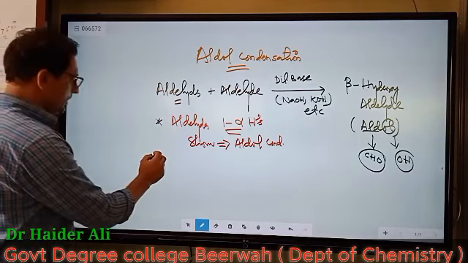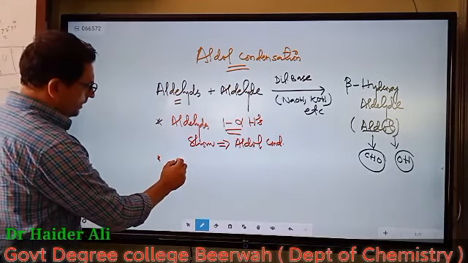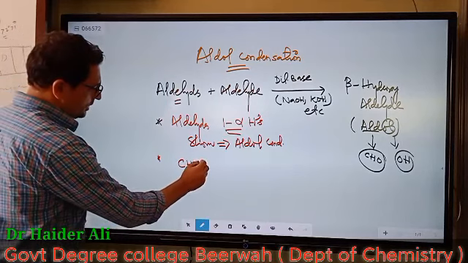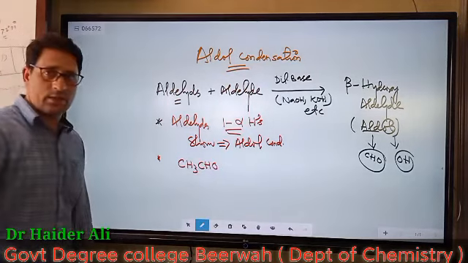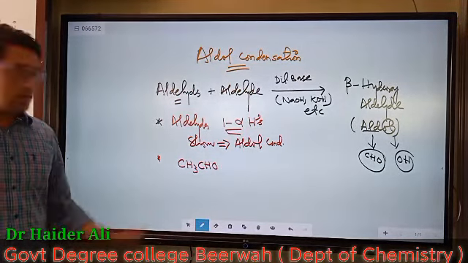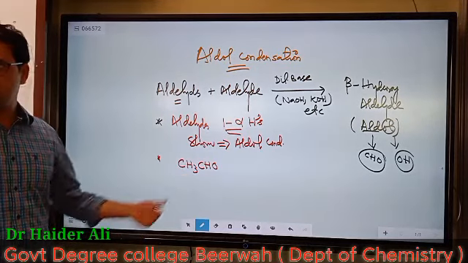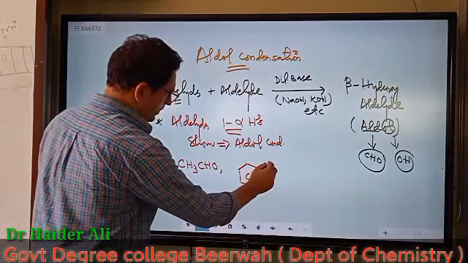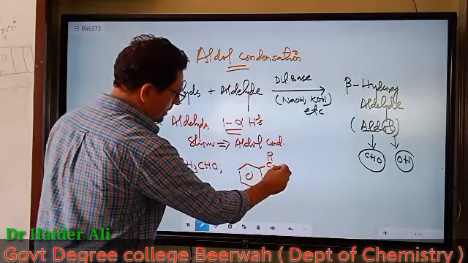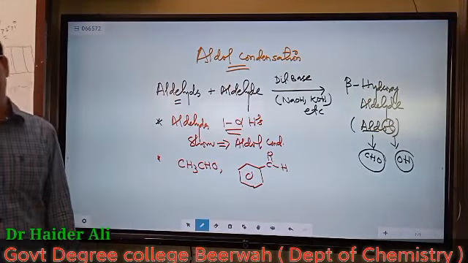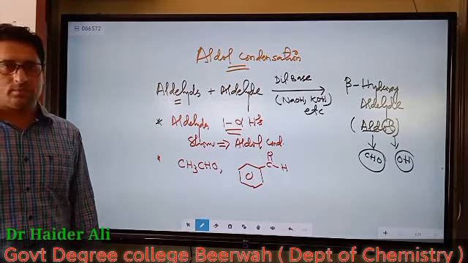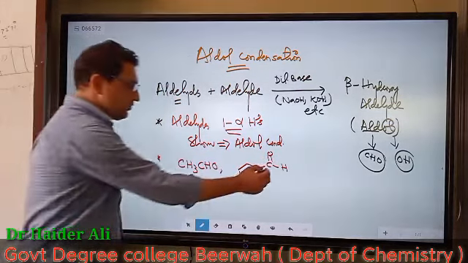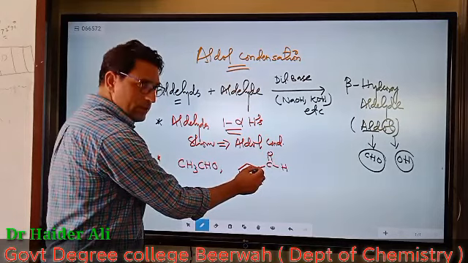Let me take some examples. For example, CH3CHO: will it show aldol condensation? Of course, yes. There are three alpha hydrogens. Can benzaldehyde show aldol condensation? No, this will not show, because there is no alpha hydrogen. This is the functional group, and after this, the next carbon is the alpha carbon.